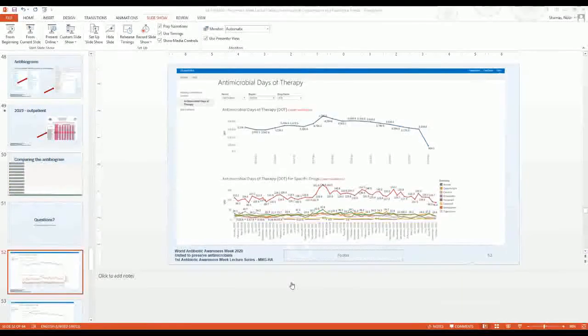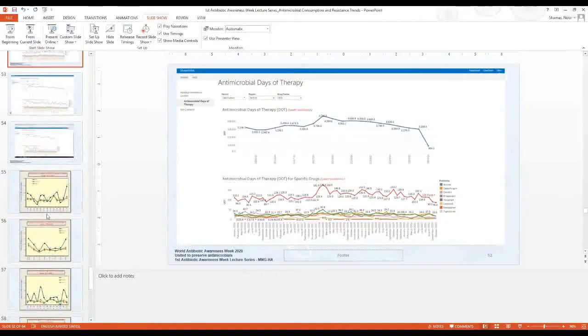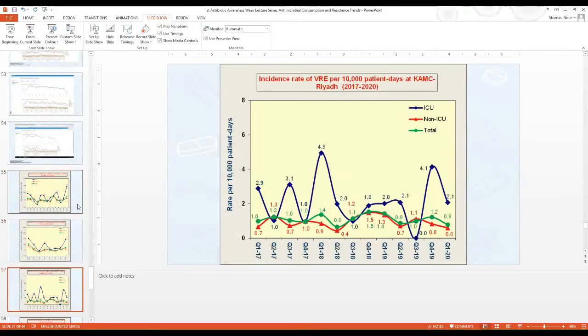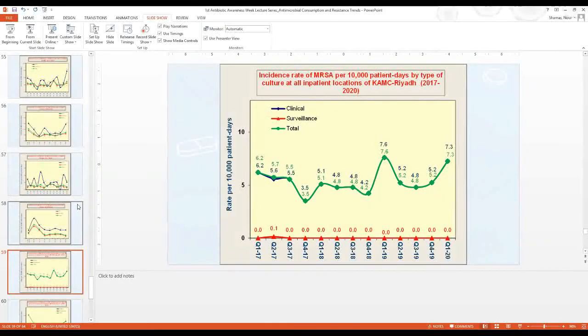Thank you, Dr. Noor, for this great presentation. I'm trying to see if we have questions, but if you don't mind, I have one question for you. I was interested in getting more information on the rate of MRSA from an outpatient arena, or community-acquired MRSA. I believe you presented it, but it was in 10,000 patient days. Do you have it in percentage?